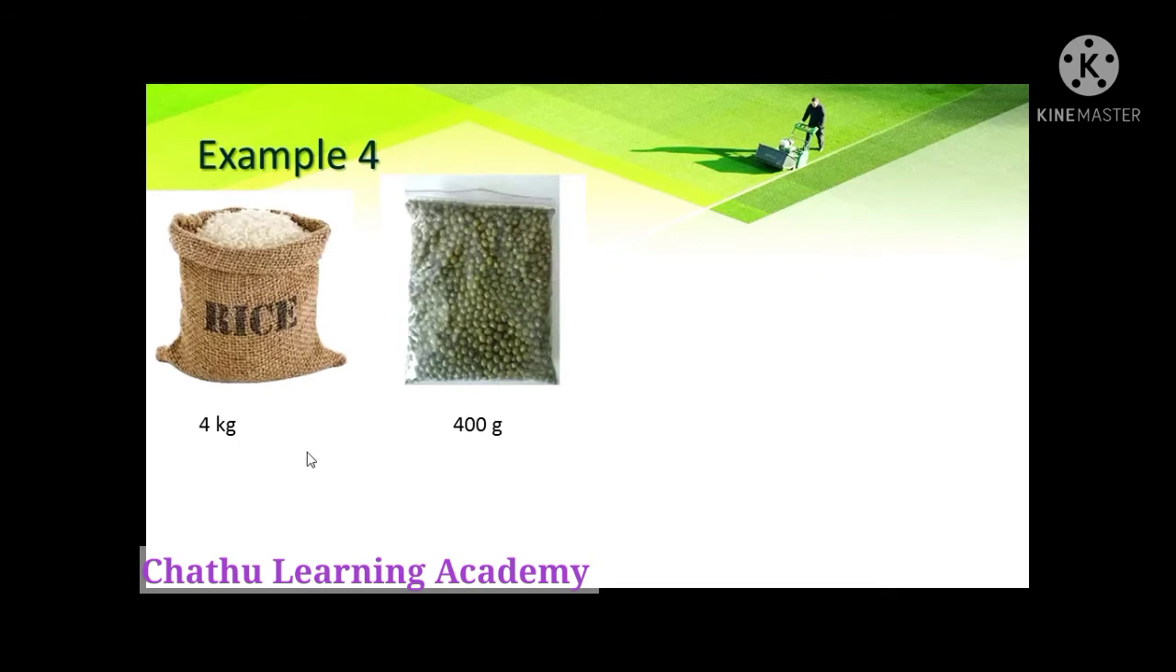Fourth example. Here you have been given 4 kilograms of rice and 400 grams of green grams. Now look at these two units. Rice is measured in kilograms, green gram is measured in grams. Then these two units are in different forms. Then as the first step, we want to convert this amount into grams. You can convert 4 kilograms into grams by multiplying.